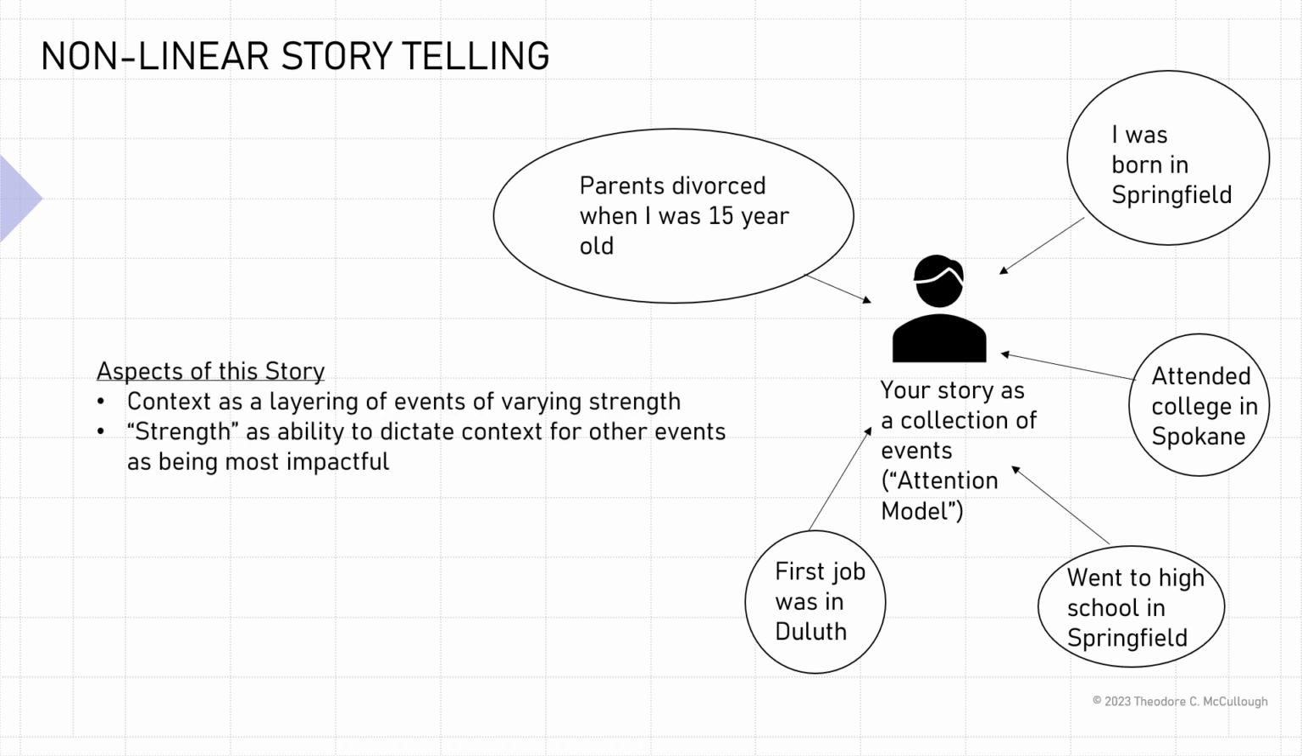And so the key aspect of this nonlinear storytelling is that context is really a layering of events of varying strength, where strength is the ability to dictate context for other events, and this is what's most impactful in understanding one's story. And this is generally how the attention model works, in that it is a non-linear approach to creating meaning and value.